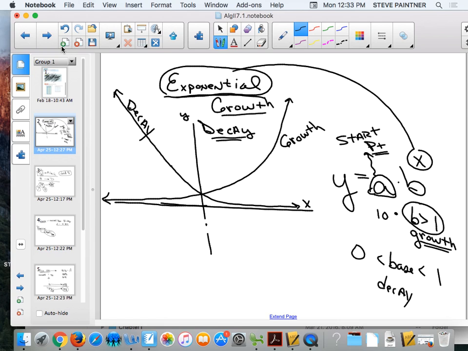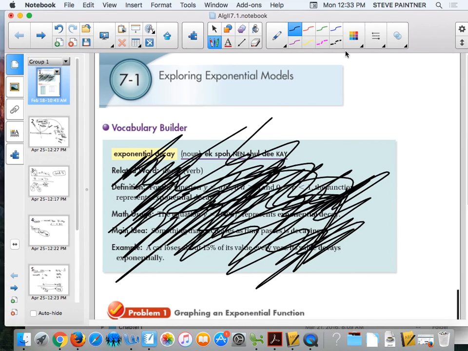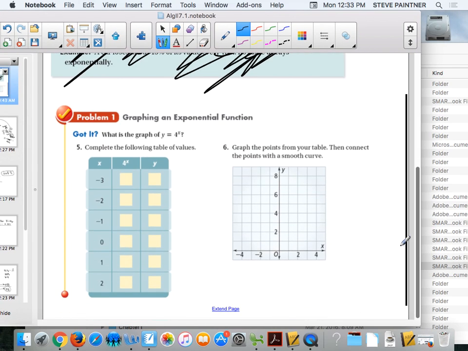Now let's start your notes. Okay. So let's go back here. And I know I read the goals up here. Scribble that out. Okay. Next up, we're actually going to take an exponential problem and we're going to graph it. Here's the problem we're working on right there.